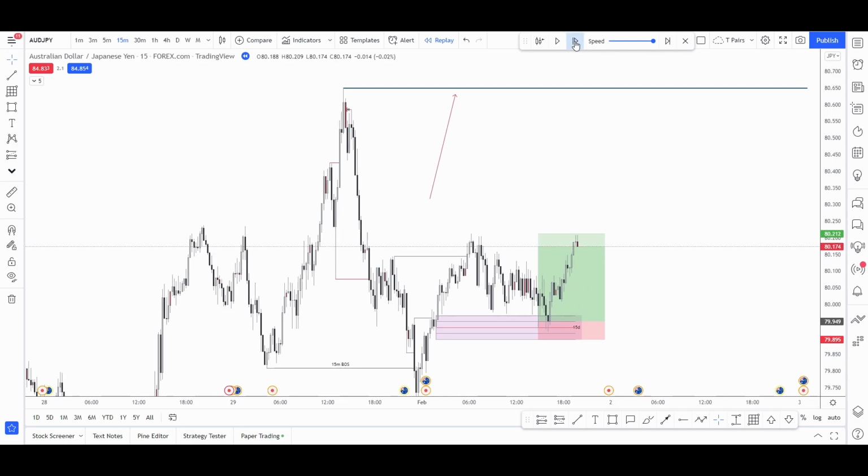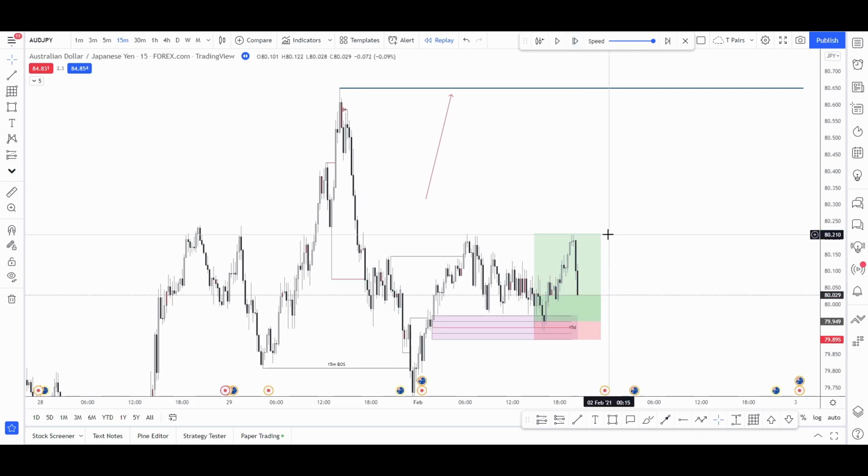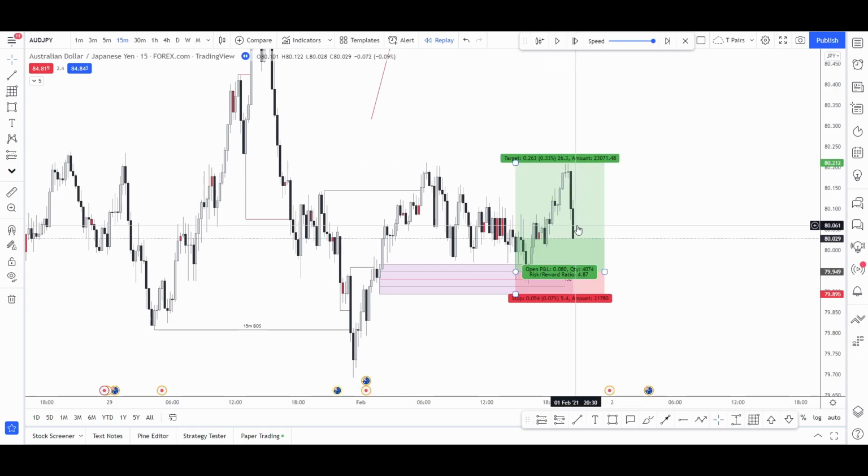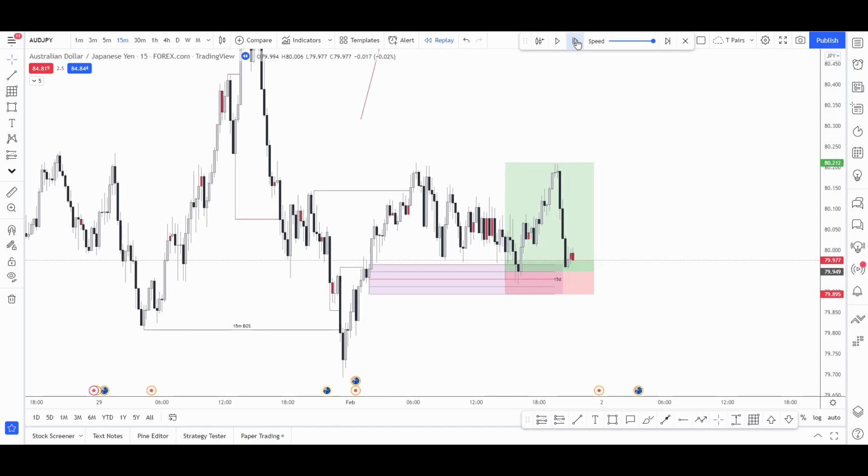Alright. Oh, no way. What are the chances of that? We've just missed our target by a fraction of a pip. What's our stop loss, by the way? 5.4. Okay. Oh man, this is heartbreaking.